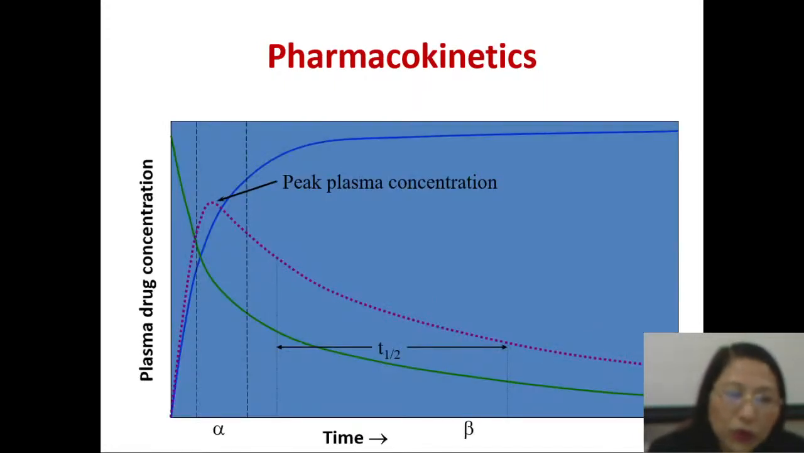So this is how the drug affects the plasma drug levels. So first, after you give the drug, there is a peak concentration and then it starts going down. After a certain phase, there will be a steady state concentration after repeated administration.